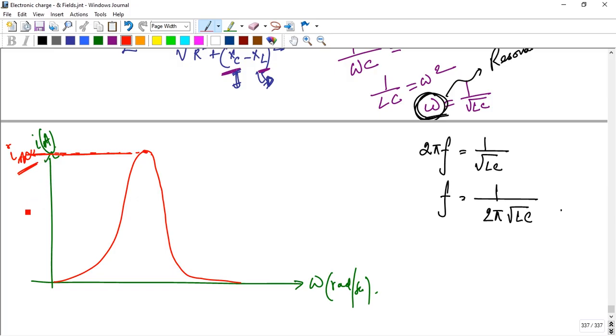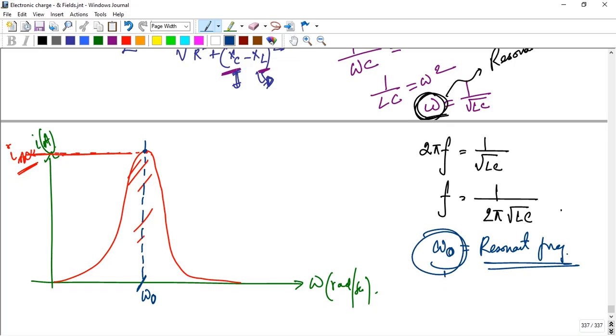At the maximum point, suppose there is a frequency omega naught. At this frequency you get the maximum current. So omega naught is the resonant frequency, and at that frequency we get the maximum current.